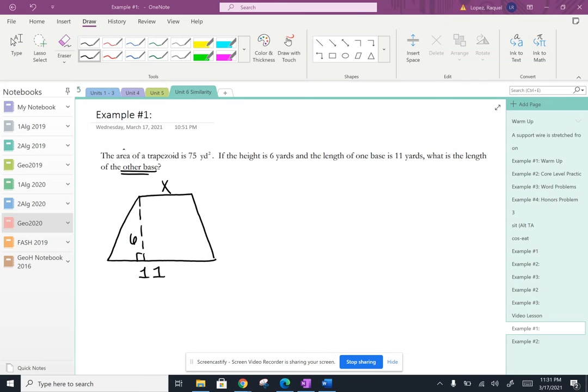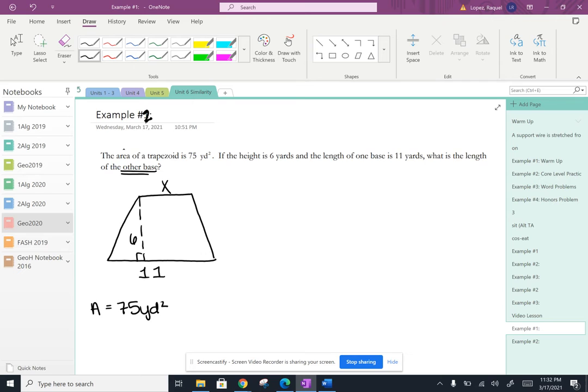Alrighty, in this one, we're going to go over the example that is shown on the screen. This is actually going to be example 2, not example 1. Okay, so we're given the area of a trapezoid, and that is 75 yards squared. So I'm just going to go ahead and write that down. So the area is 75 yards squared.